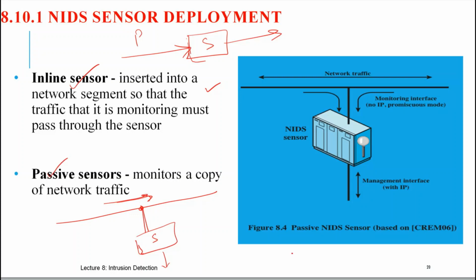You can see here a passive sensor. This is the network traffic, and you are going to capture all the packets from both sides. So this is the sensor, which is a passive one. In a network intrusion detection system, you can have an inline sensor or a passive sensor.